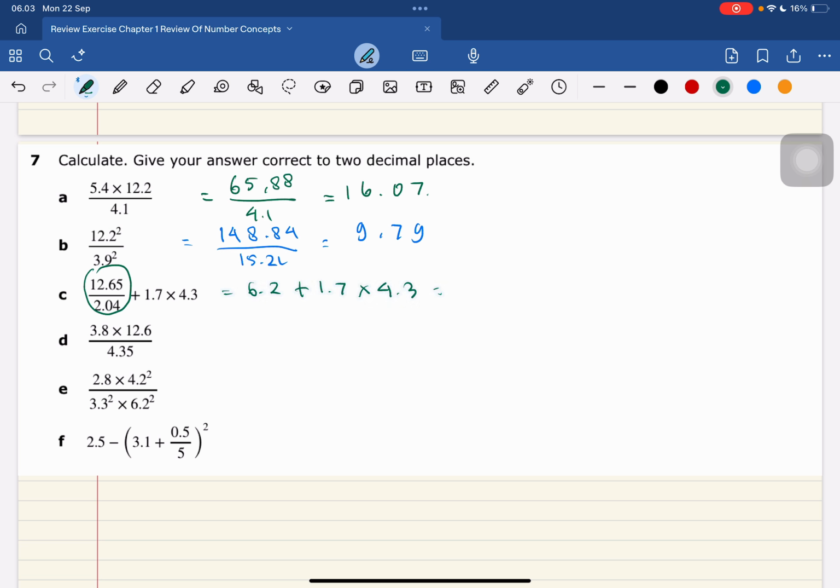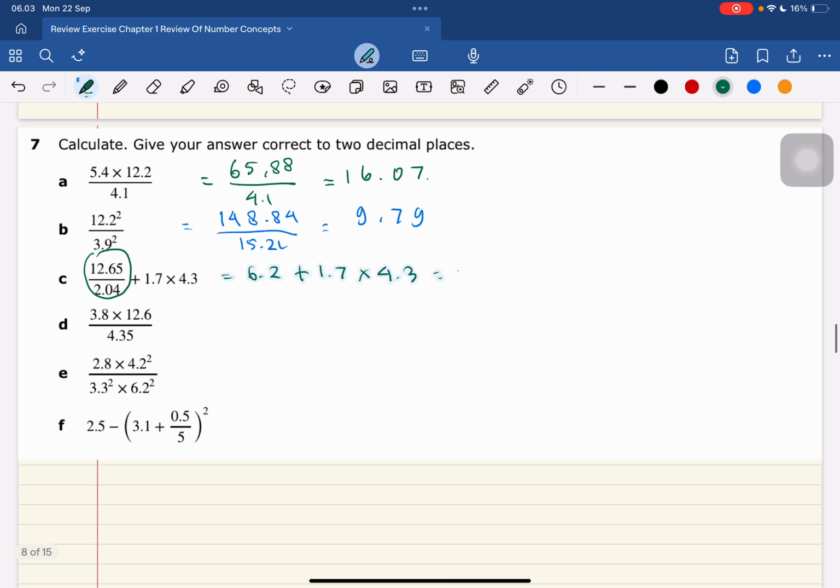Okay, the first step we need to do is multiplication. So 4.3 times 1.7. So this will give us 6.2 plus 7.31, which the answer is 13.51.